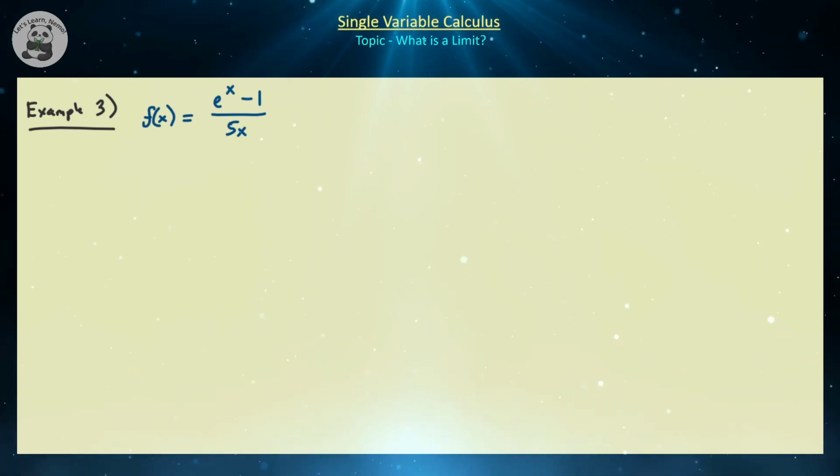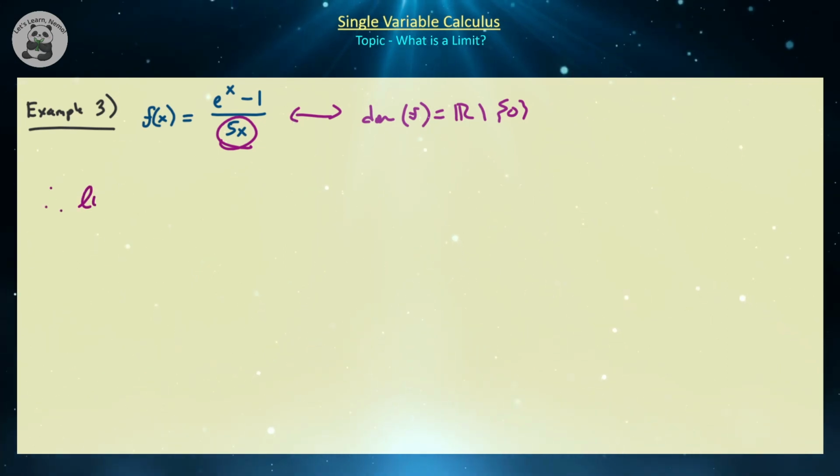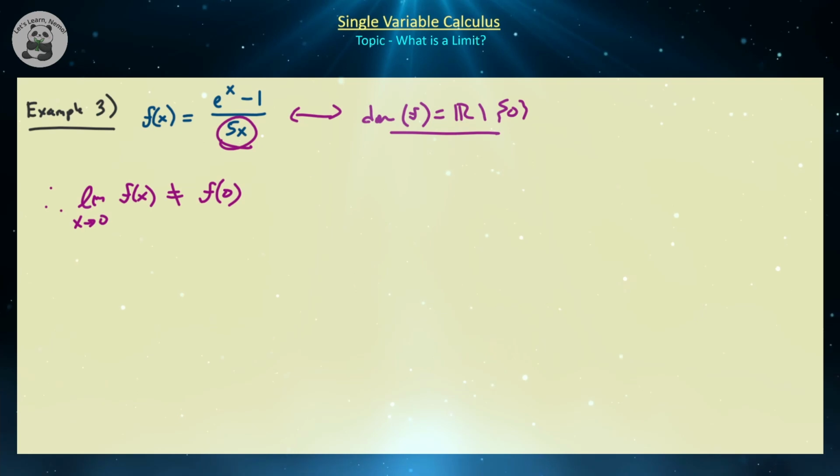So let's consider this third example, where f is defined to be the function e to the x minus 1, all divided by 5x. Obviously, we see that the domain of this function is going to be all real numbers except for the value which generates 0 in the denominator, which is still going to be 0. So that's the domain. So if somebody asks you what is the limit as x approaches 0 of f of x, you cannot say that this is f of 0 because f of 0 is not defined.